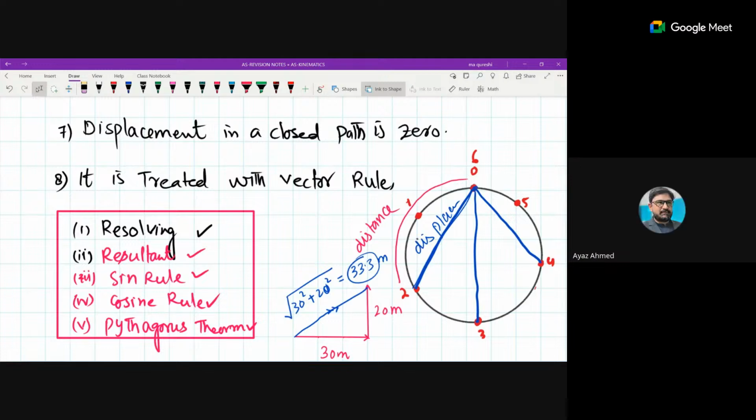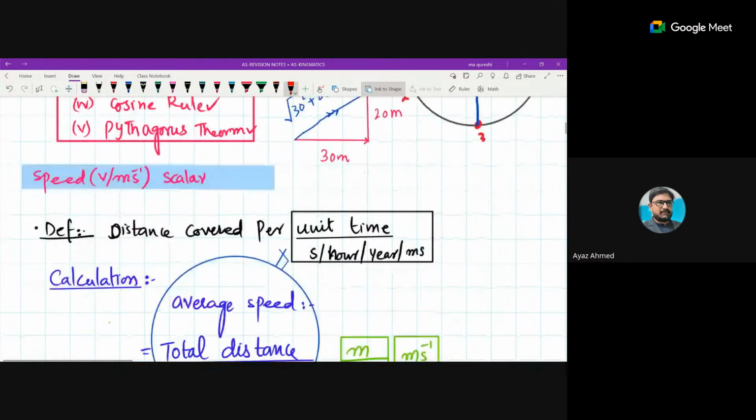That's clear. Okay, so displacement is treated like vectors. So देखो, in vector rules, displacement can be resolved, its resultant can be taken, sine rules can be applied on that, cosine rules can be applied on that, Pythagoras theorem can be applied on that, and so on. All the things you have learned in your vectors are applied on the displacement.